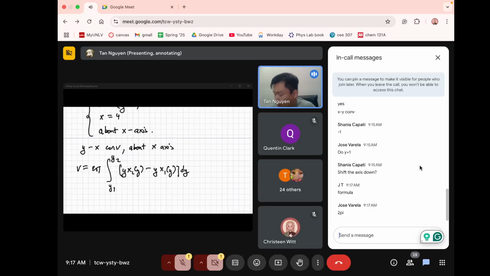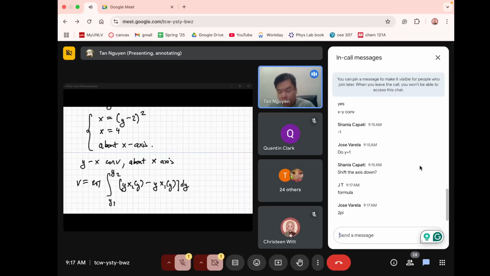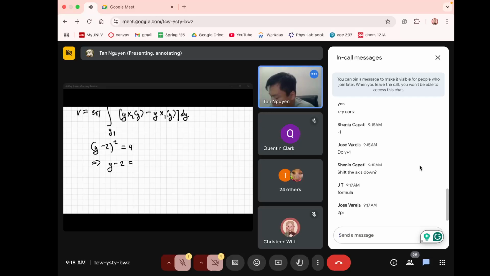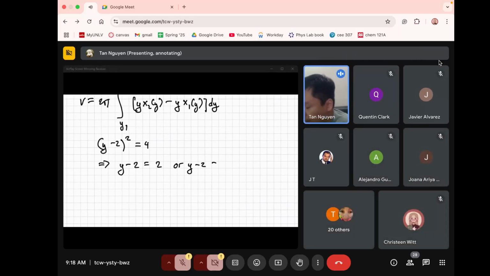Okay, now it's time I find the limits for y, which I need to do using the 4 steps. Step 1 says look for an equation y equals a constant. There's nothing like that in the problem. Step 2 says to equate the two solutions. So I get (y minus 2) squared is equal to 4. This implies that y minus 2 is equal to 2, or y minus 2 is equal to minus 2. From here, I get y is equal to 4, or y is equal to 0.